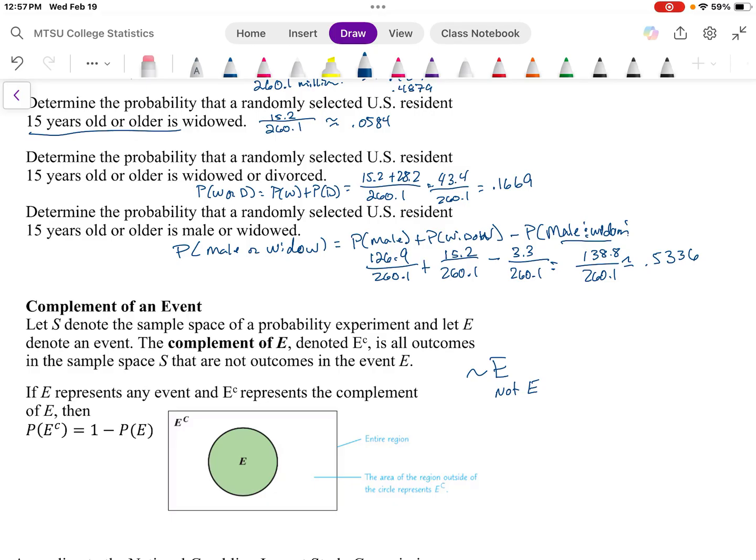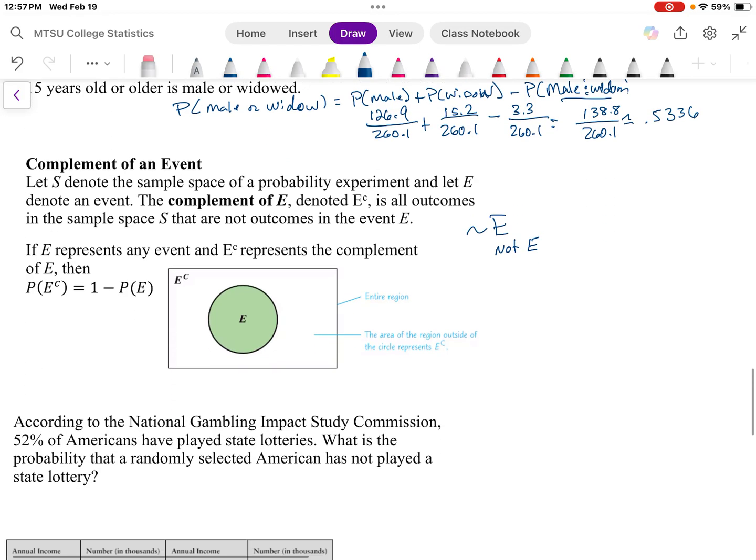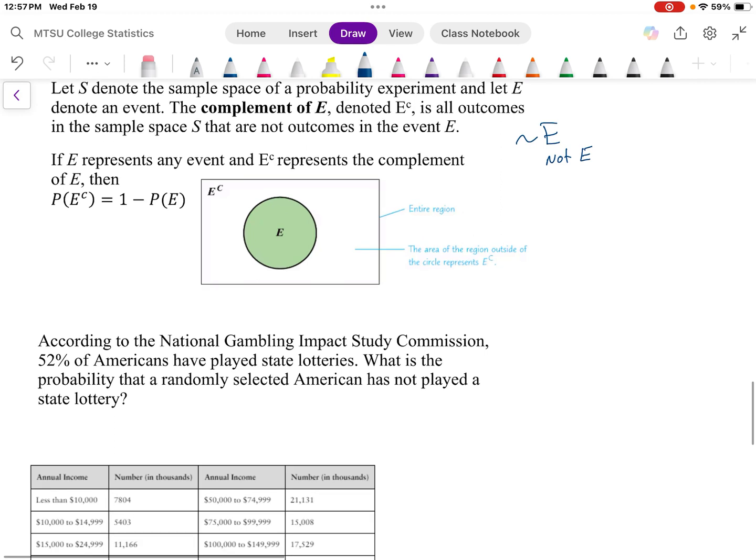This comes in handy when they ask us for an at least or an at most kind of probability. Instead of adding up a bunch of things, I can just do 1 minus the opposite of that event. So that's what we'll get practice in doing here. According to the National Gambling Impact Study Commission, 52% of Americans have played the state lottery. What is the probability that a randomly selected American has not played the lottery?